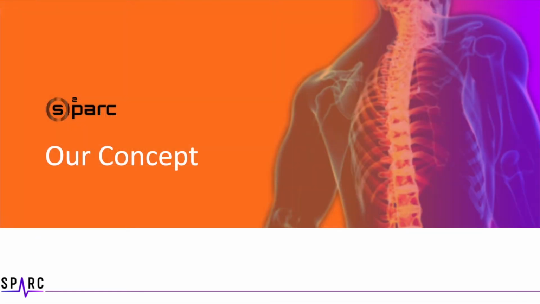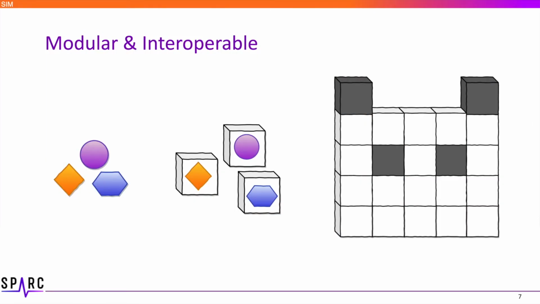Right, so jumping right into it, our concept. What we really want to do is make things modular. This is one of the very key aspects of o²S²PARC. Now, if you take a look at these shapes on the left, they're not inherently compatible with each other. It would be very difficult for you to stack up a circle, a diamond, and this flattened hexagon thingy. So what we aim to do is put them into these boxes. Once you have them all in boxes, then you can stack them up and create something wonderful.